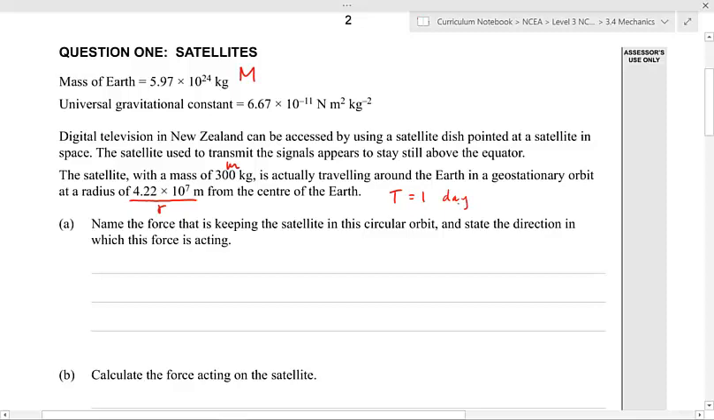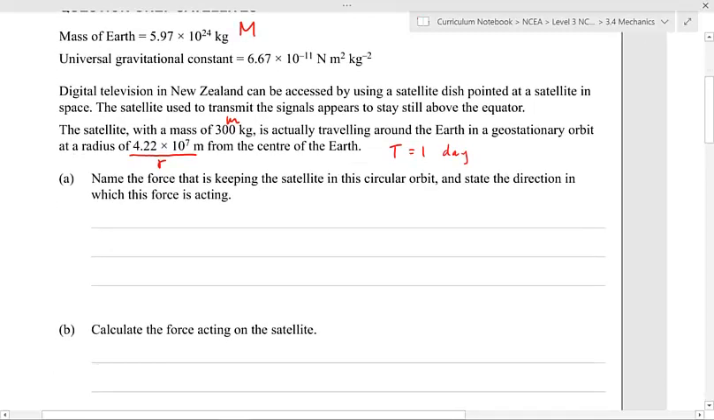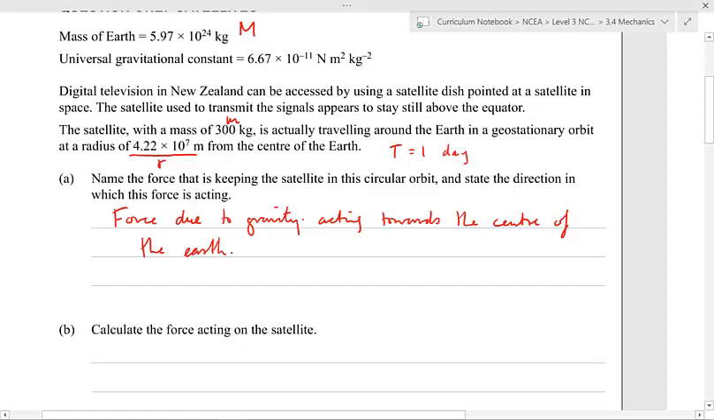Okay, question A says, name the force that is keeping the satellite in the circular orbit. That's the force due to gravity. And state the direction in which this force is acting. So it's acting towards the center of the Earth, or the orbit.